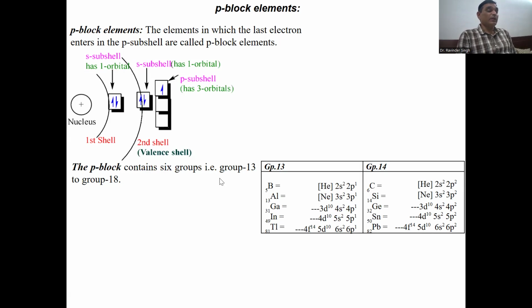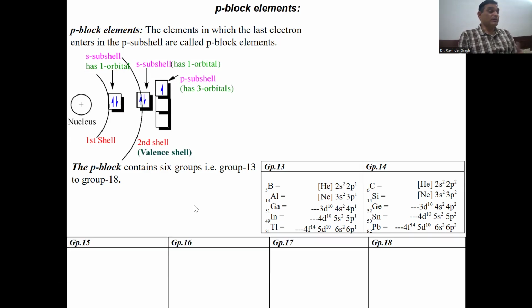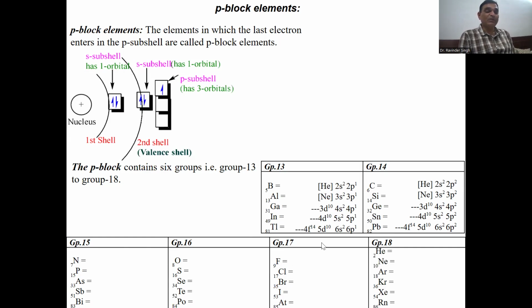Okay. Now, what about the remaining group elements? Group number 15, 16, 17, and 18. The elements in group number 15 are nitrogen, phosphorus, arsenic, antimony, and bismuth. In group number 16: oxygen, sulfur, selenium, tellurium, and polonium. What about group 17? Fluorine, chlorine, bromine, iodine, and astatine. In group number 18: helium, neon, argon, krypton, xenon, and radon.